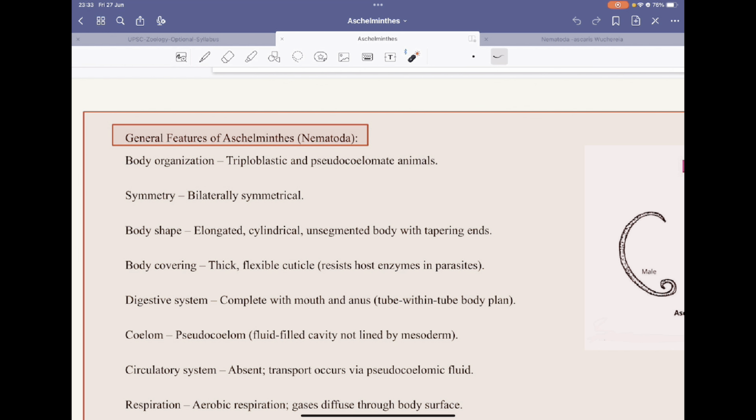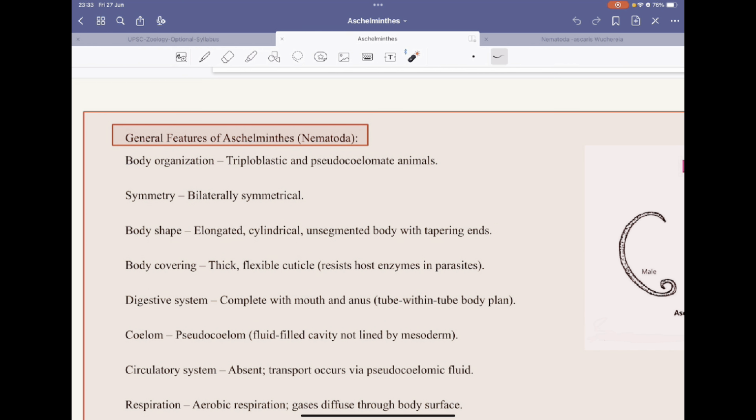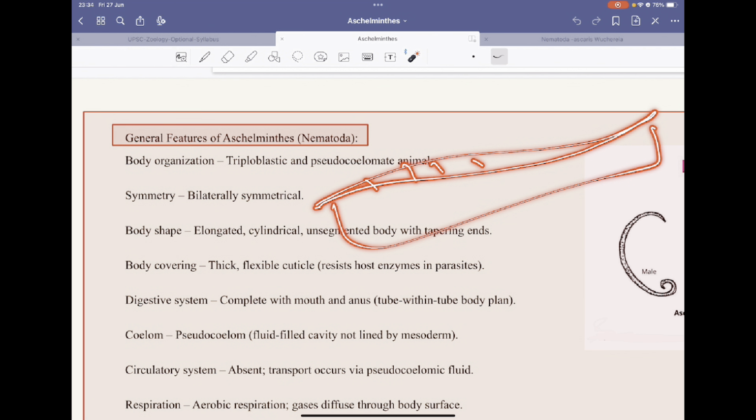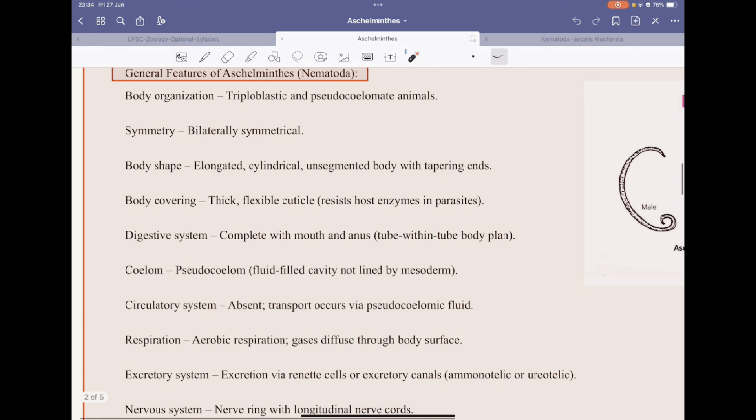And the shape of the body, you will see they are vermiform. They are elongated, cylindrical, and unsegmented, and they have tapering ends. The body covering is thick, flexible, and made up of cuticle, in order to protect it from the host enzymes and parasites.